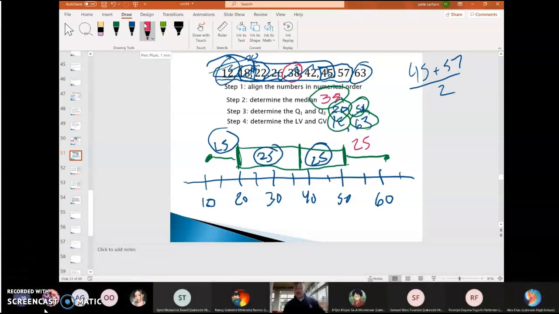If I said, what's the range of my set? The range would be the highest number minus the lowest number. If I said, what's the interquartile range? That would be the highest quartile minus the lowest quartile.